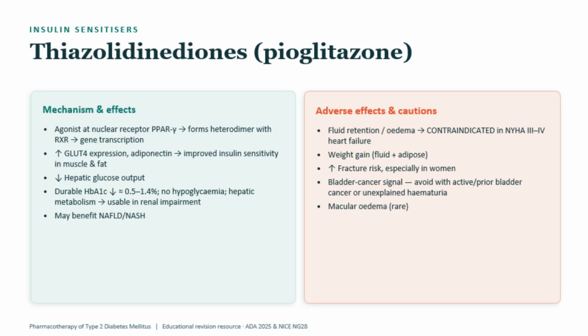Pioglitazone is a PPAR gamma agonist. It literally turns on genes that make muscle and fat more insulin sensitive. It takes a few weeks to kick in, but the A1C drop is durable. There's no hypoglycemia, and because it's liver cleared, you can use it in kidney disease. It may even help fatty liver.